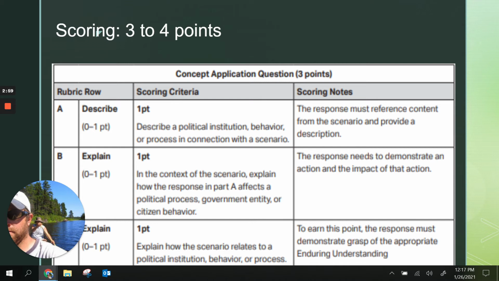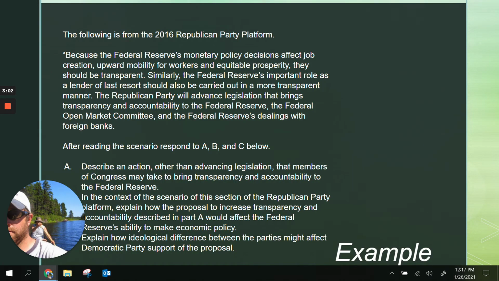So let's look at a particular example here. So this here says the following is from the 2016 Republican Party platform. Because the Federal Reserve's monetary policy decisions affect job creation, upward mobility for workers, and equitable prosperity, they should be transparent. Similarly, the Federal Reserve's important role as a lender of last resort should also be carried out in a more transparent manner. The Republican Party will advance legislation that brings transparency and accountability to the Federal Reserve, the Federal Open Market Committee, and the Federal Reserve's dealings with foreign banks.